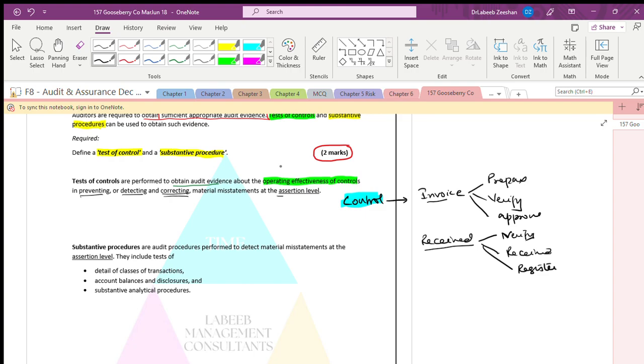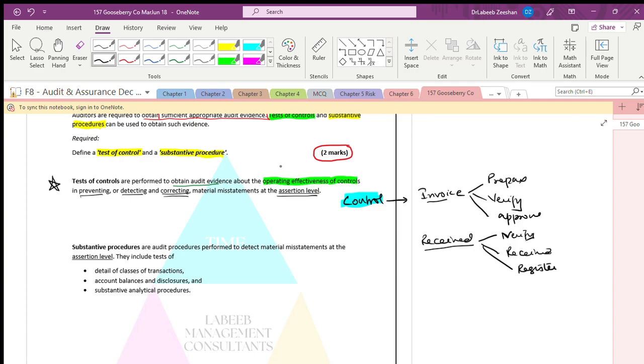At the assertion level, as simple as that. At the level it is happening. We should not say that yes, we will do it at a later stage. No. What is the test of control? Very important. I am putting one star mark here.